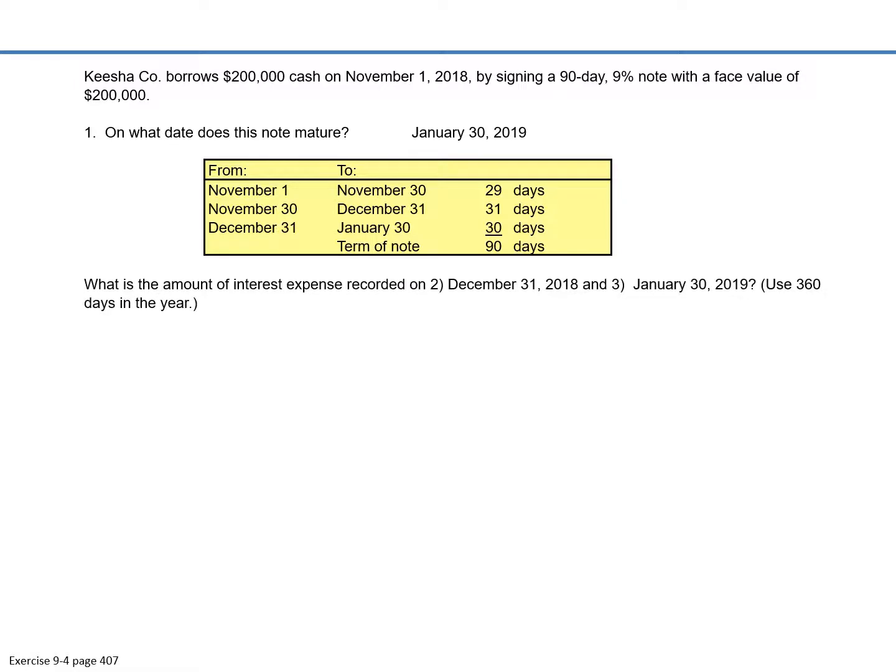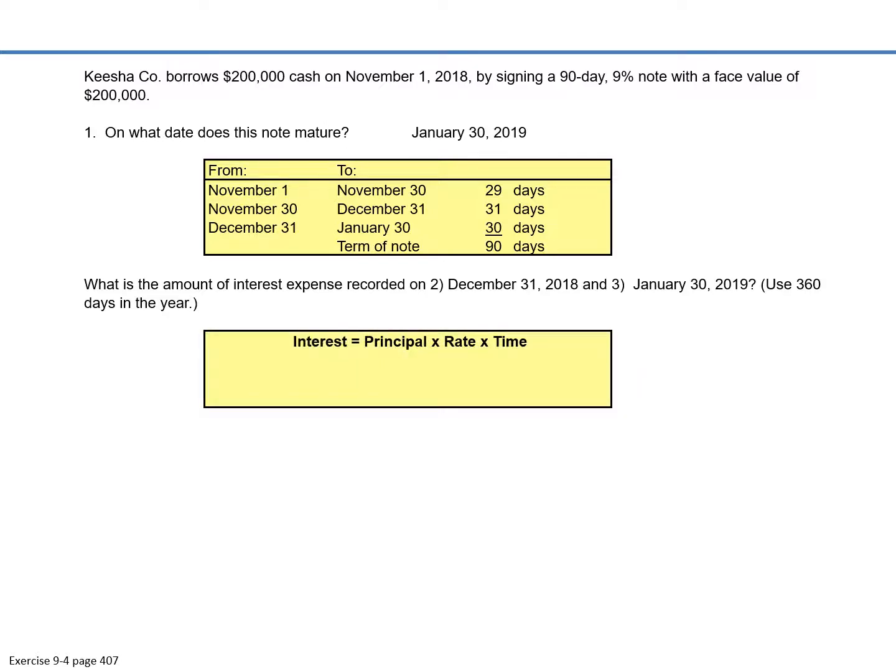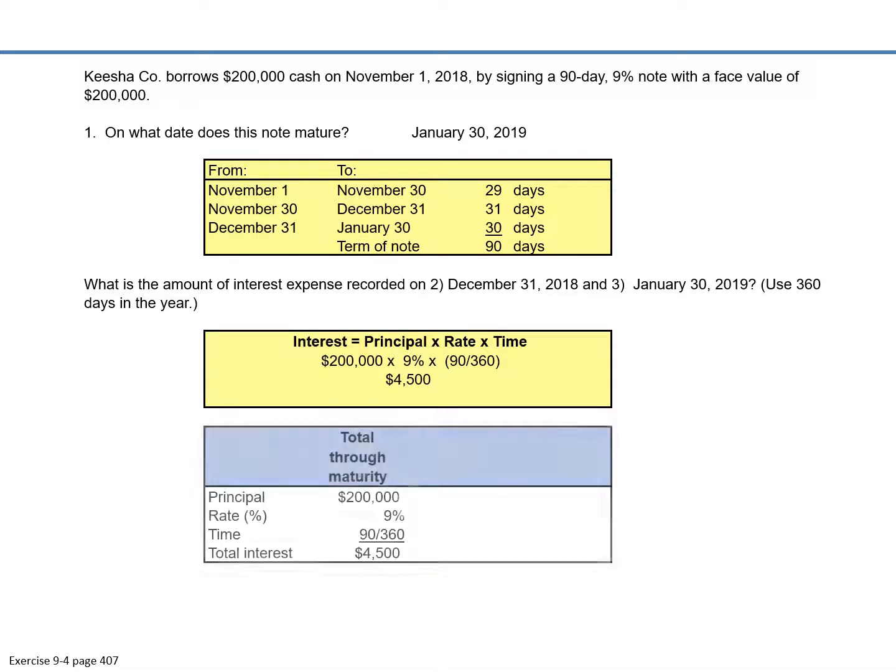What's the amount of the interest expense recorded on December 31st, 18 and January 30th, 19? Well, interest is principal times rate times time, right? So you got total interest of $4,500. I should probably check that math since I didn't do it right on the last one. 200,000 times 9% times 90 divided by 360 is $4,500. So through maturity, they're paying a total of $4,500 in interest.